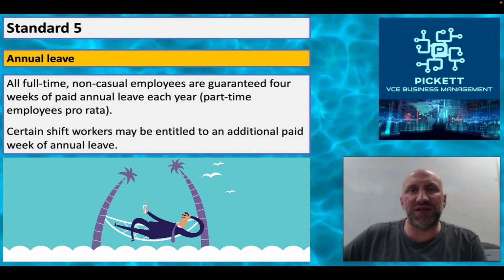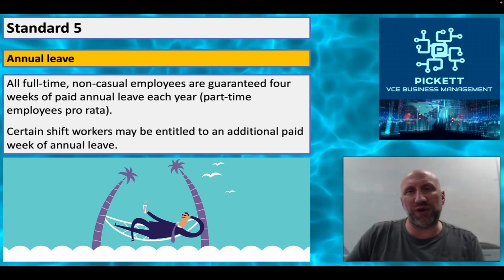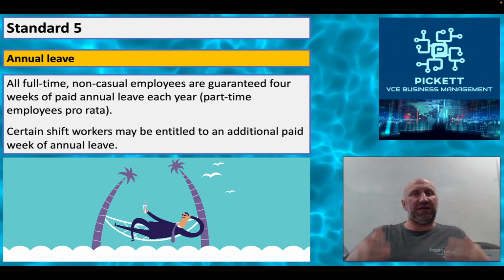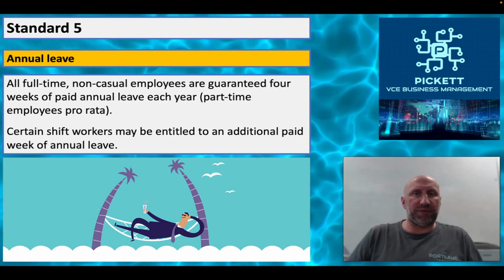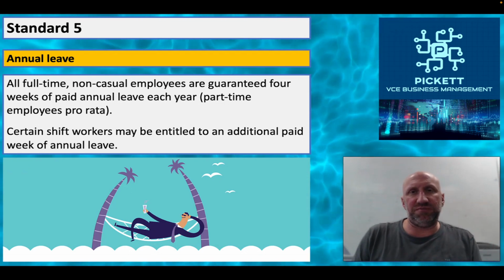Certain shift workers might be entitled to some additional paid time, like an additional week or something. But again, that depends on the shifts and how that works. But fundamentally, what you need to know is that all permanent full-time employees in Australia get a minimum of 4 weeks a year. And that's fairly standard across most of the Western world.